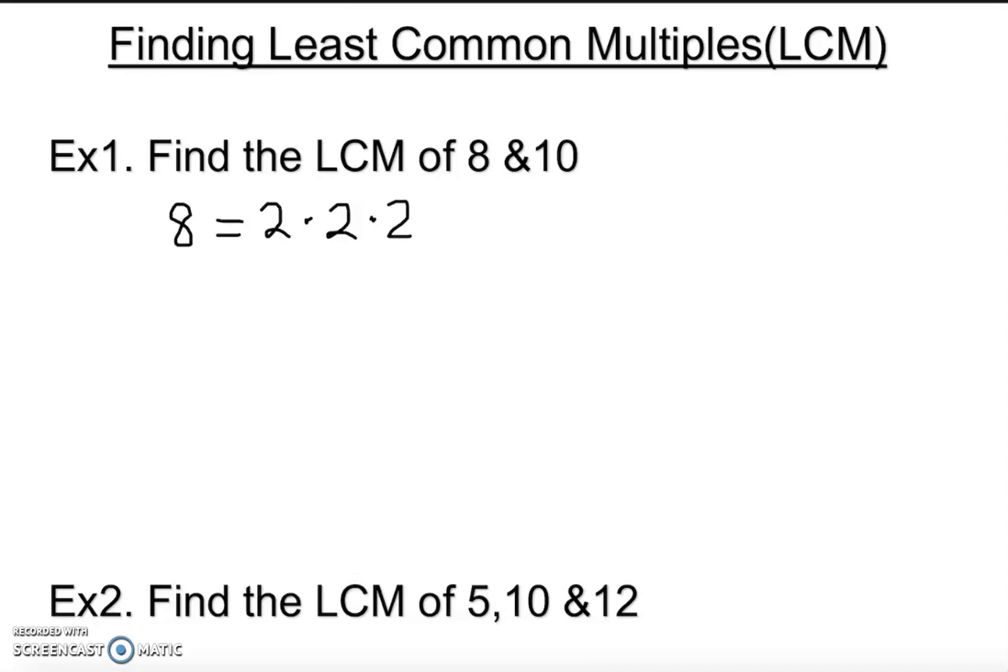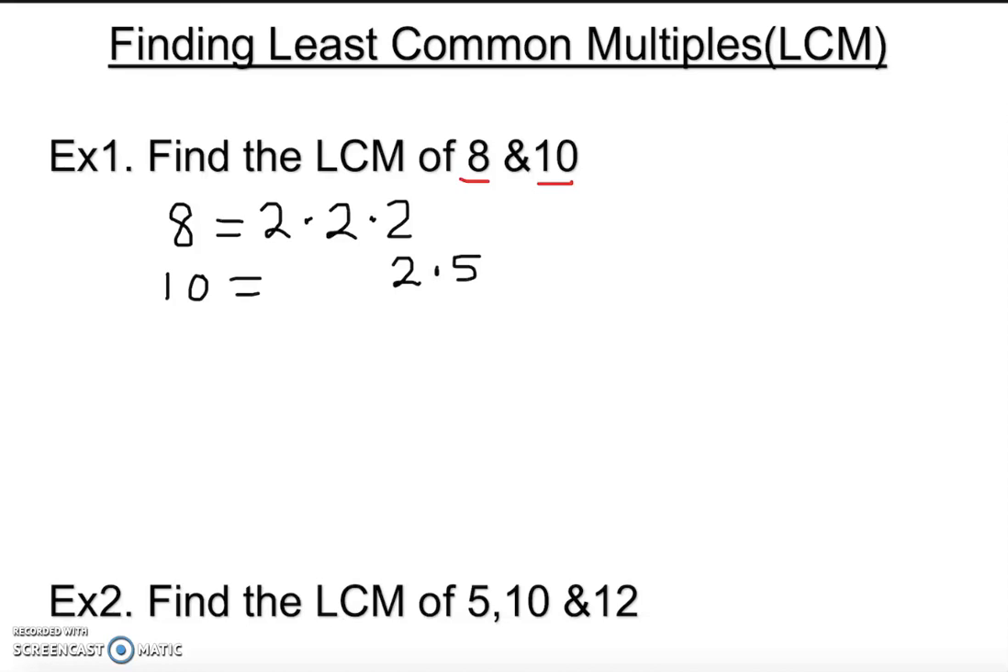Then we have 10 here. We broke down 8, now we're going to break down 10. 10 is a composite number, so we break it down: 10 is 2 times 5. I'm going to put the 2 slightly under the other 2, times 5. I don't want to put the 5 down there because it's not going to match.